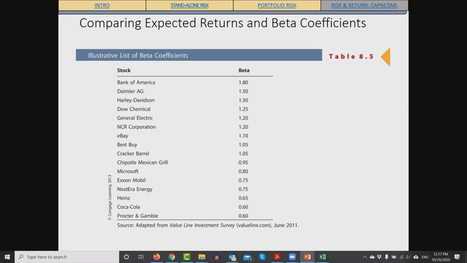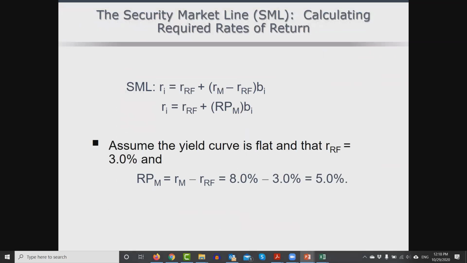In this table, you see examples of different companies. For example, Bank of America's beta was 1.8, Procter & Gamble's beta was 0.6 as of June 2011. If you change the dates, if you take a look at the beta of these companies now, you will see totally different betas. Once we are done with beta, now we can take a look at the security market line.